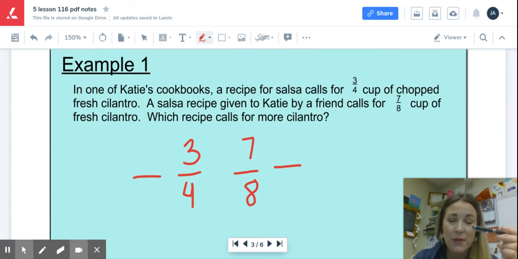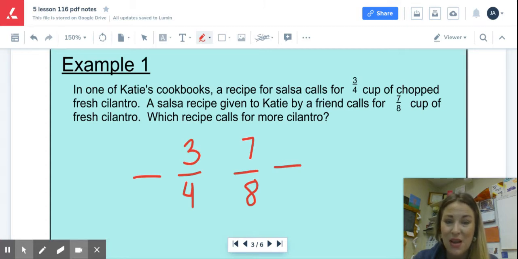This is going to be one of those cases, and you may have already noticed this, but I'm going to talk through it anyway. Sometimes one of the denominators that you're given will actually be a multiple of the other. So for example, in this case right here, 8 is a multiple of 4, or you could say 4 is a factor of 8. The smaller one goes into the other one evenly.